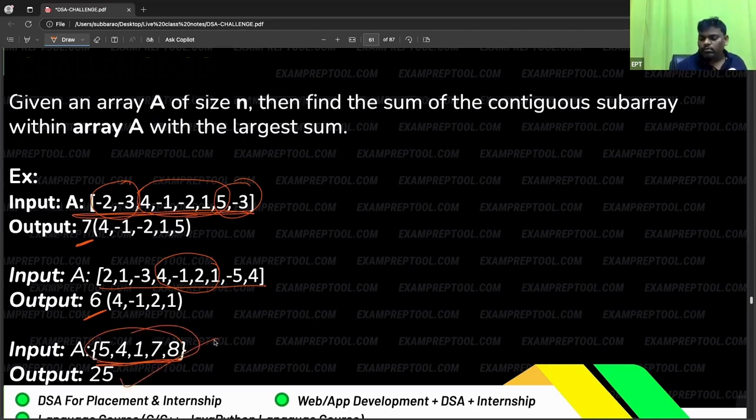If all are negative, whichever is the biggest value, that one element only you take, whichever is the best one.